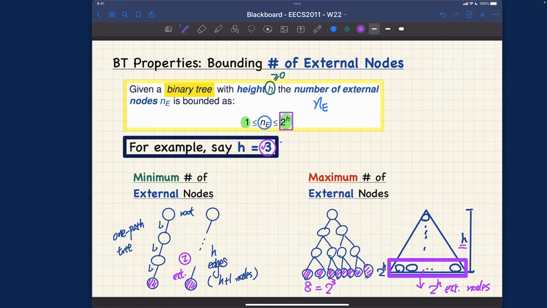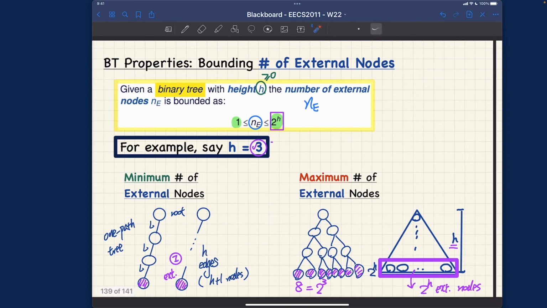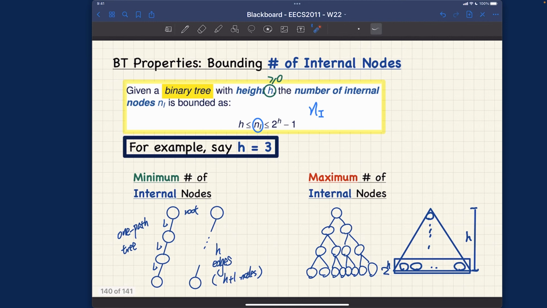Exactly like that, right? Alright, so that's it about the explanation of the lower bounds and also upper bound for external nodes. Let's talk about the other end of the story, which is about internal nodes. And we're going to reuse the same diagram over here. And here we got the lower bound being h and the upper bound being 2 to the h minus 1. Let's see why. Let's start with the lower bound.